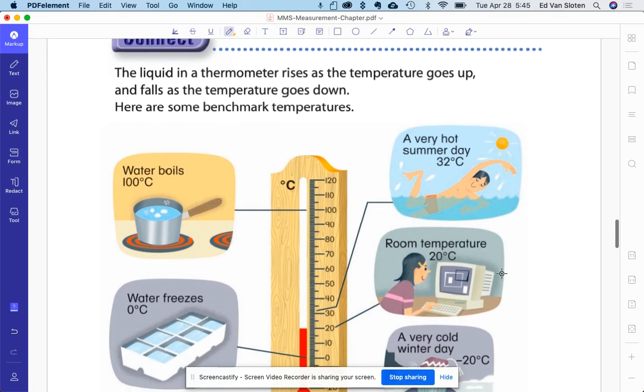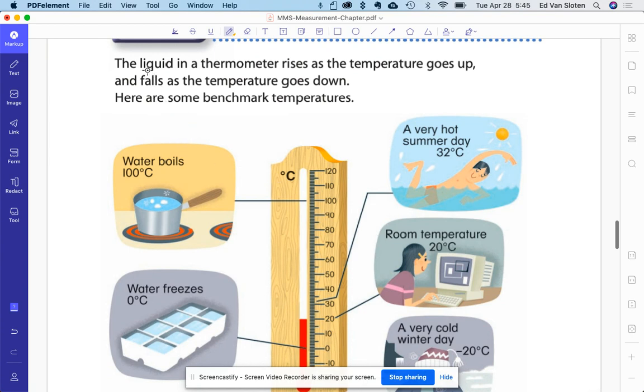In a thermometer is a liquid called mercury, and it rises as the temperature goes up. That is, the atoms in the mercury, when there's more heat, have more energy and start pushing up the thermometer. And as it goes down, it has less energy, so it's not moving around as much, and the temperature actually goes down.